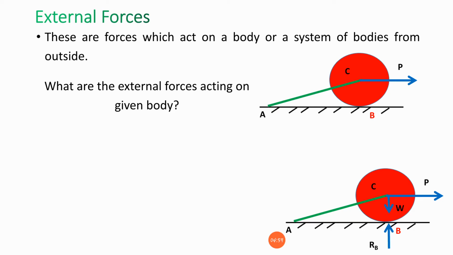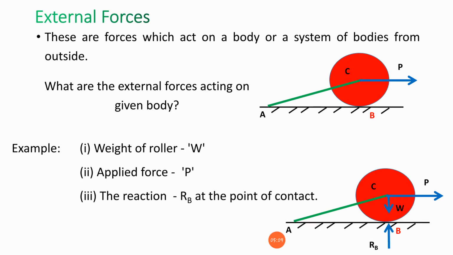Those internal forces we do not show as external forces. So the force P, the self weight and the reaction RB are the forces here. So the forces are: weight of the roller, applied force, and the reaction RB at the point of contact.